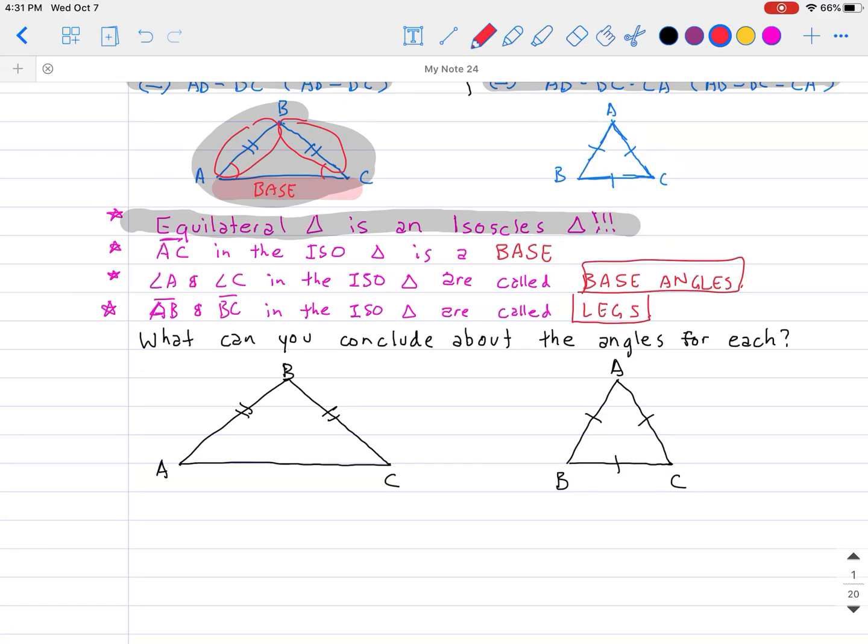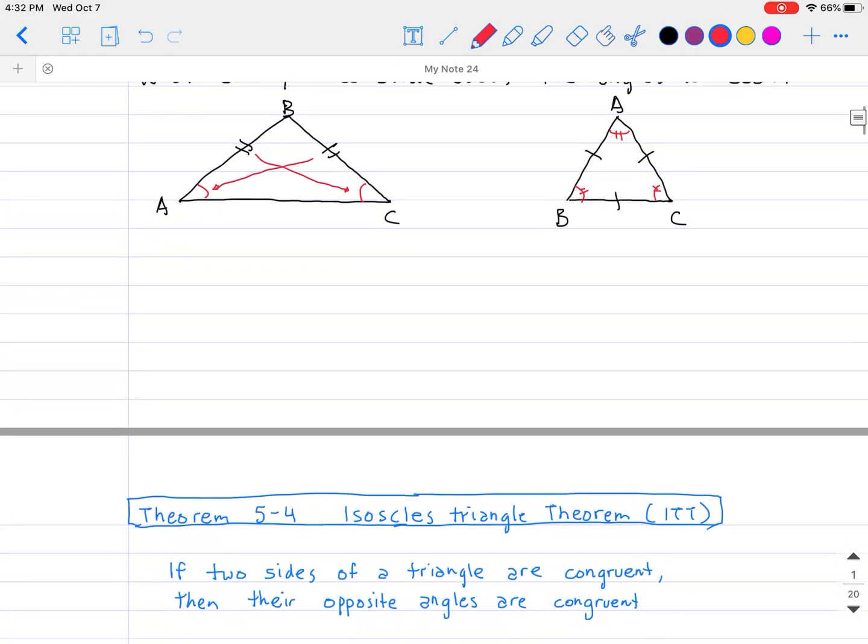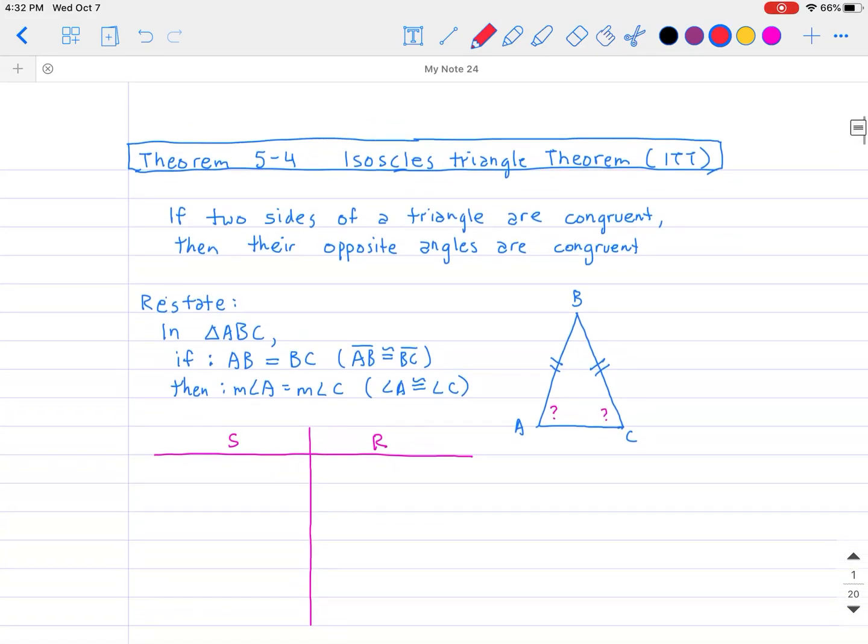Let's think about what we can conclude about these characteristics. If you know that you have an equilateral triangle or an isosceles triangle, what are the conclusions? Well, we know the sides are going to be congruent according to the definitions, but we can probably say something about their angles too. By inspection, this angle right here looks like it's going to be the same as this angle over here. And in the case of an equilateral triangle, all three angles are probably going to be congruent to each other as well.